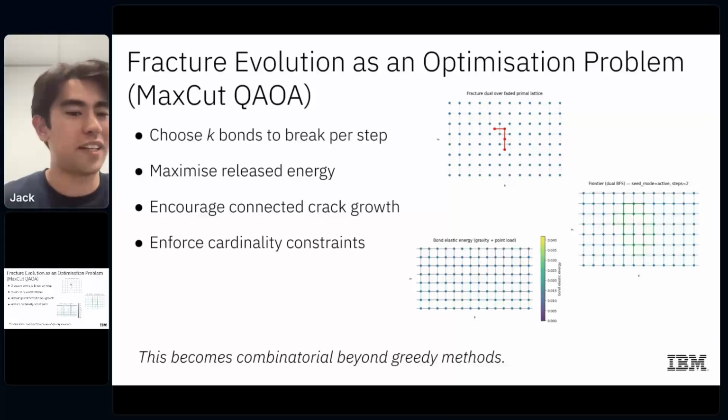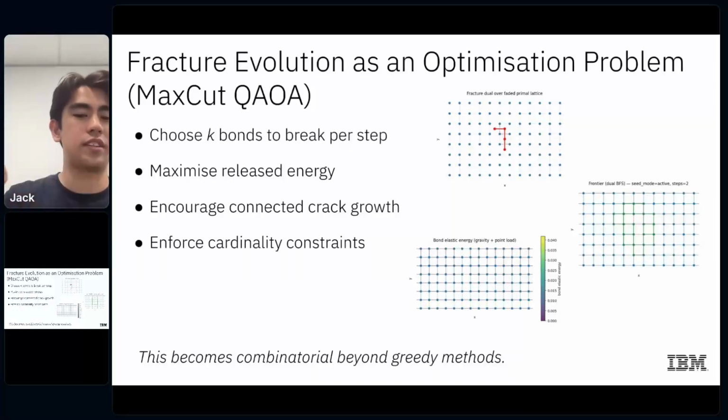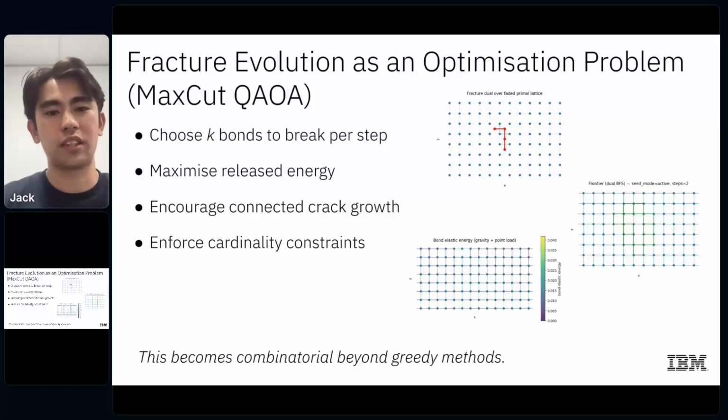And now the most important part, the MaxCut QAOA. We implement this for breaking K bonds per step, K being greater than 1, and optimizing for maximum energy release. We also add a penalty so that the fractures it chooses are all connected. This cardinality constraint, the K bonds per step portion, allows us to look at time discretized evolution, which is pretty good for predicting different steps, and we can see how well our model is predicting things.